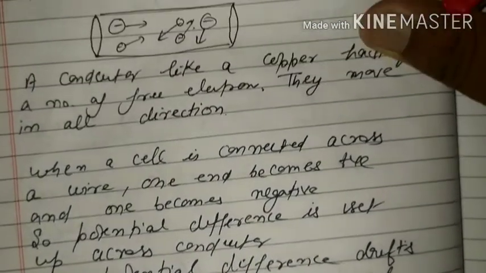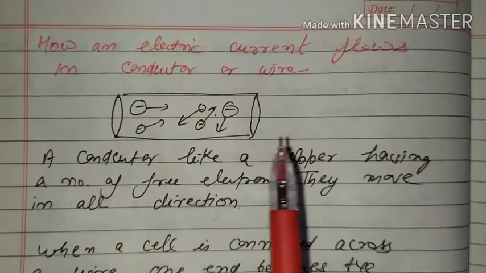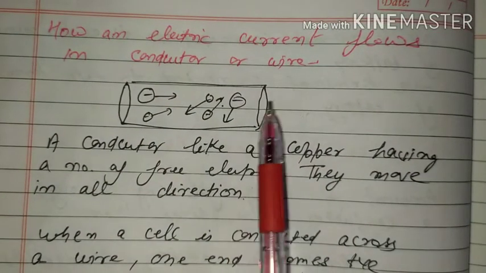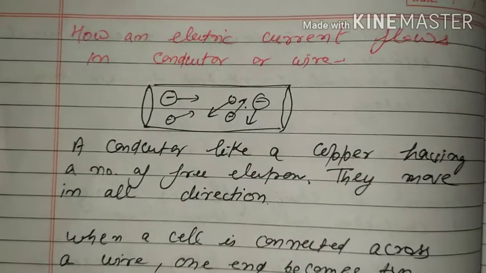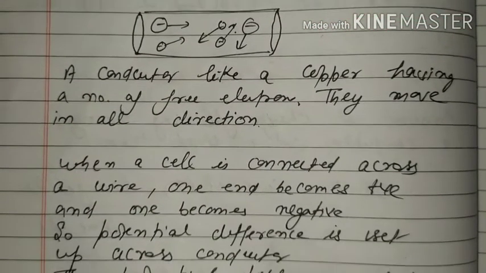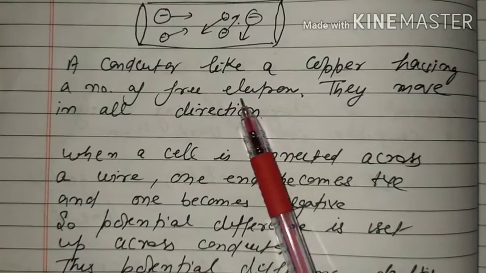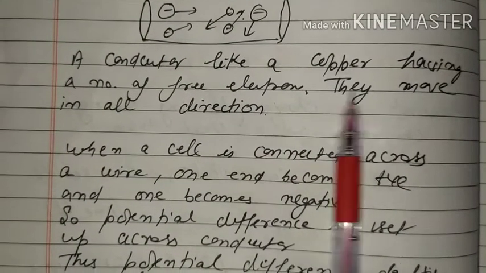Now we start from the topic: how an electric current flows in a conductor or wire. A conductor like copper has a number of free electrons. Okay, they move in all directions.